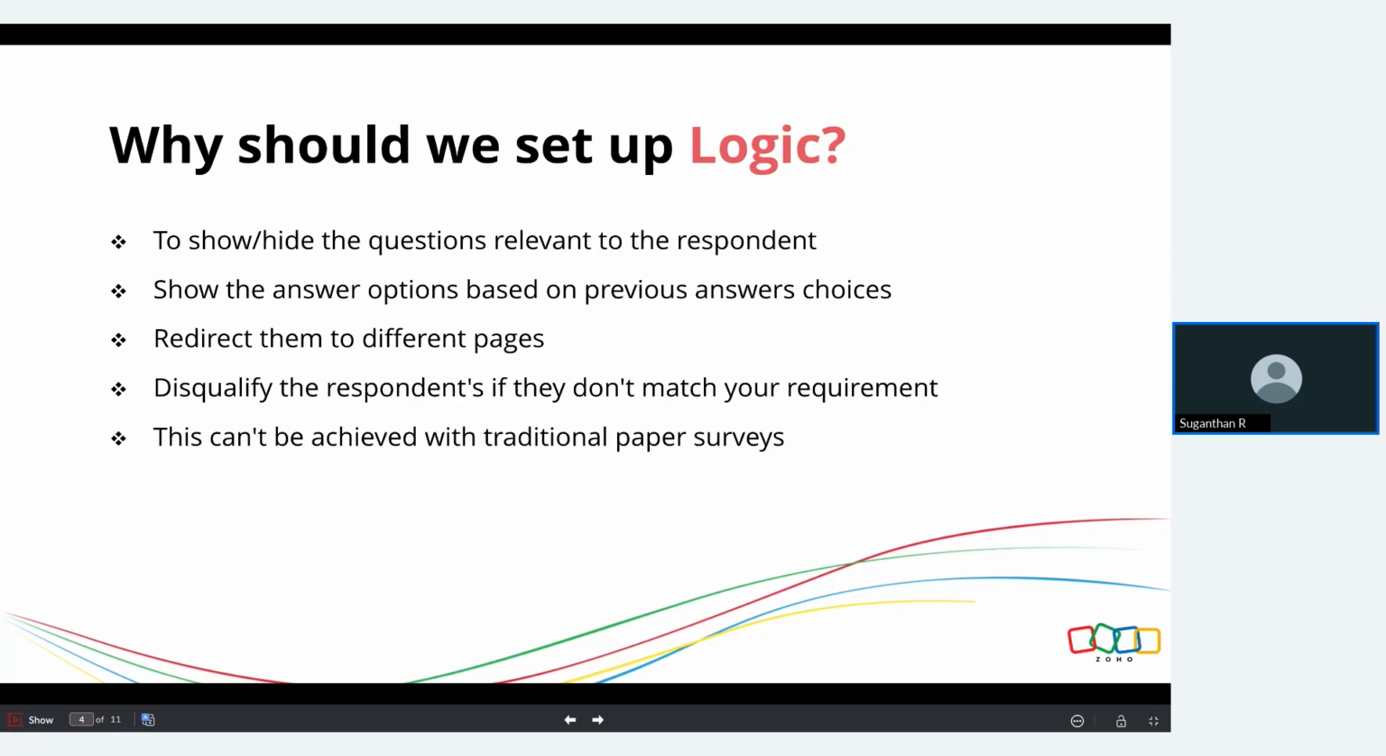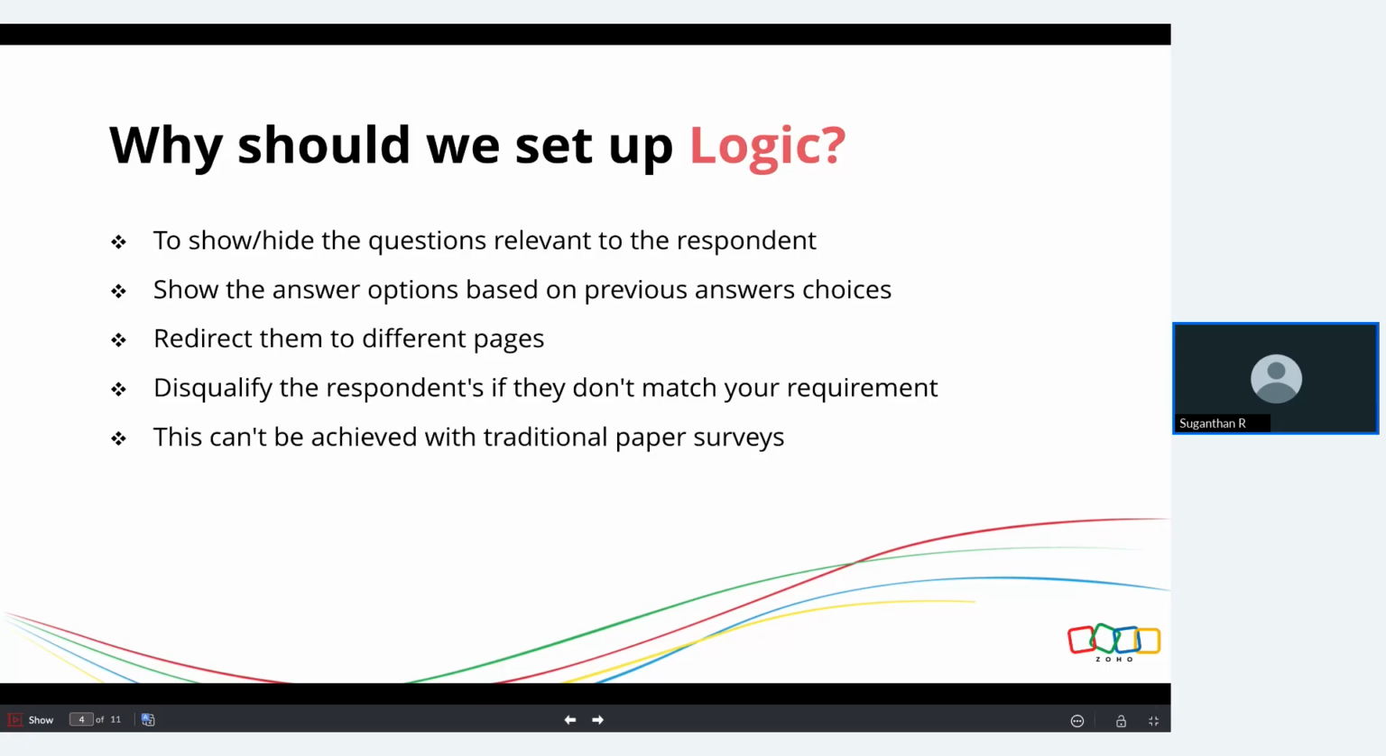Because if you're going to be very specific to some of the features in an Android device, then that is not applicable for an Apple user. So vice versa, any features related to iOS are not relevant to an Android user. So you can differentiate your questions depending on the answer choices. So you can redirect them to different pages and get the job done.